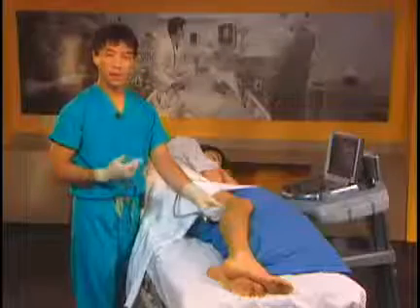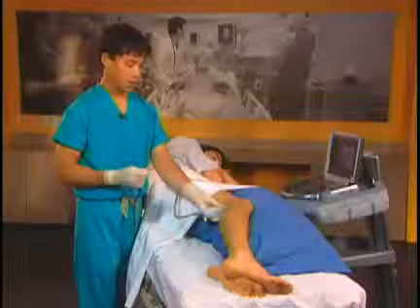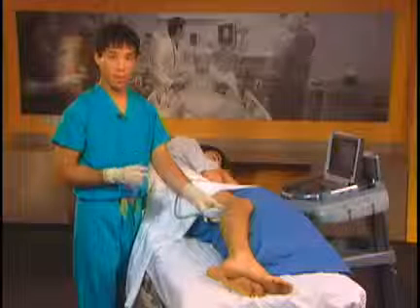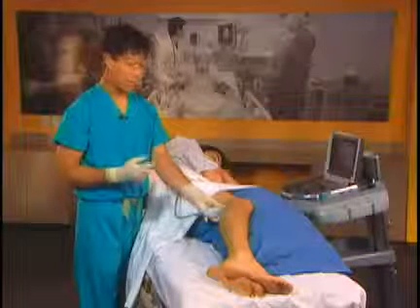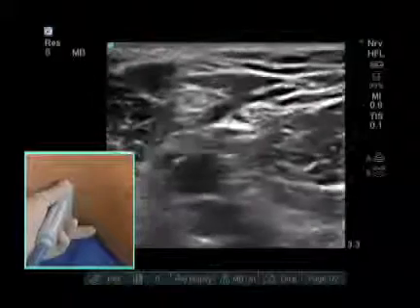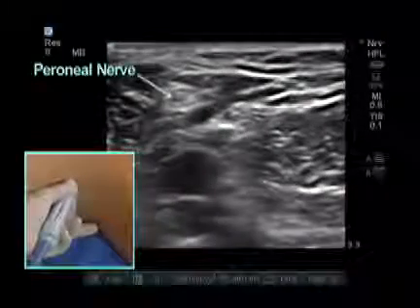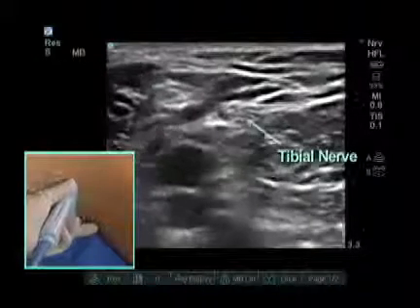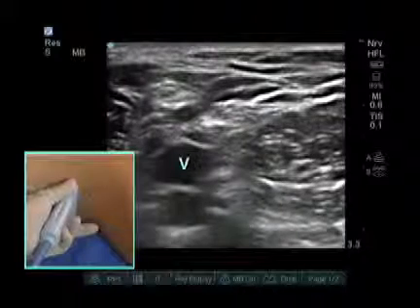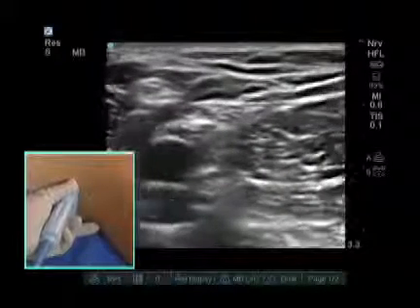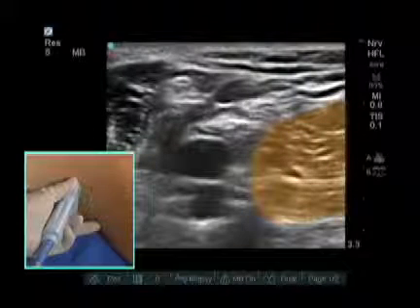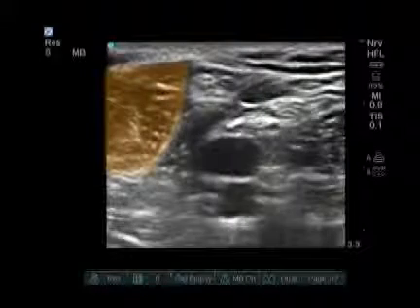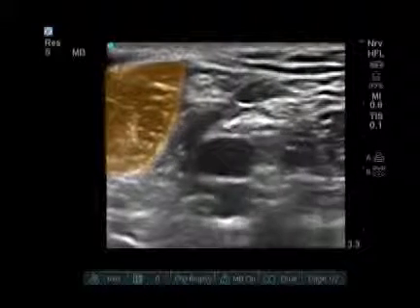Now, as I mentioned, this is only the tibial component of the sciatic nerve. We want to get the nerve where it comes together and has both components, the peroneal and the tibial component. As we scan up the leg, here we now see the peroneal component laterally, the tibial component medially, the popliteal vein and popliteal artery. On the medial side, we see the semitendinosus and semimembranosus muscles. On the lateral side, we see the biceps femoris, long and short heads.